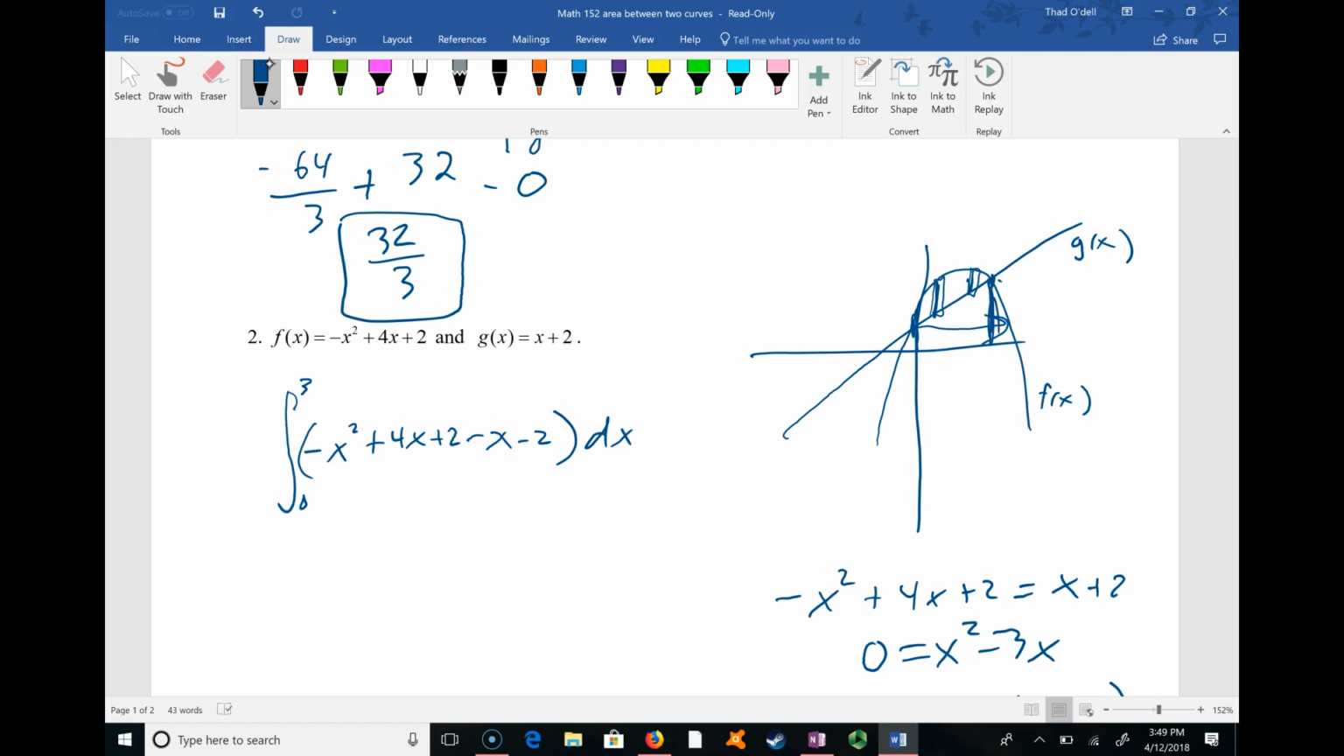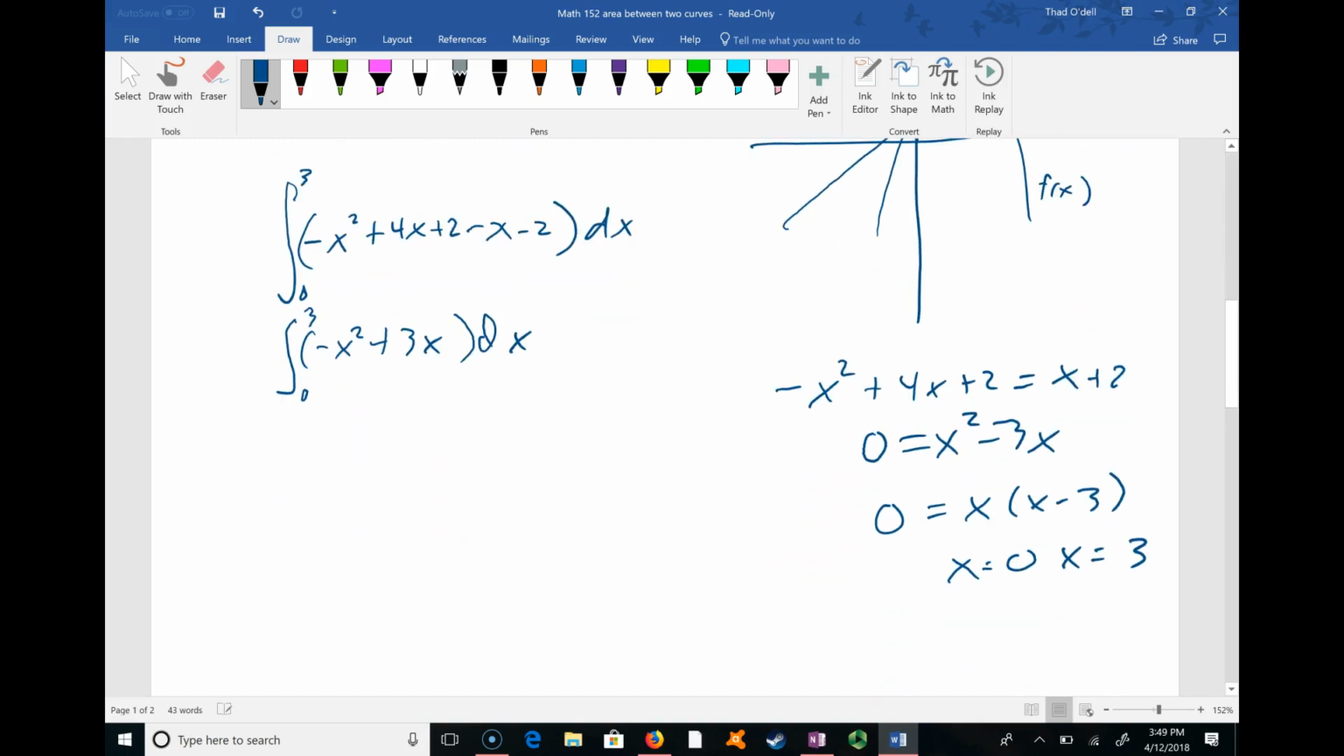Okay. So let's combine like terms a little bit here. So that'd be negative x squared. 4x minus x would be plus 3x, and 2 minus 2 would be 0, and then all of that times dx. So when we integrate that, we get negative 1/3 x cubed plus 3/2 x squared.